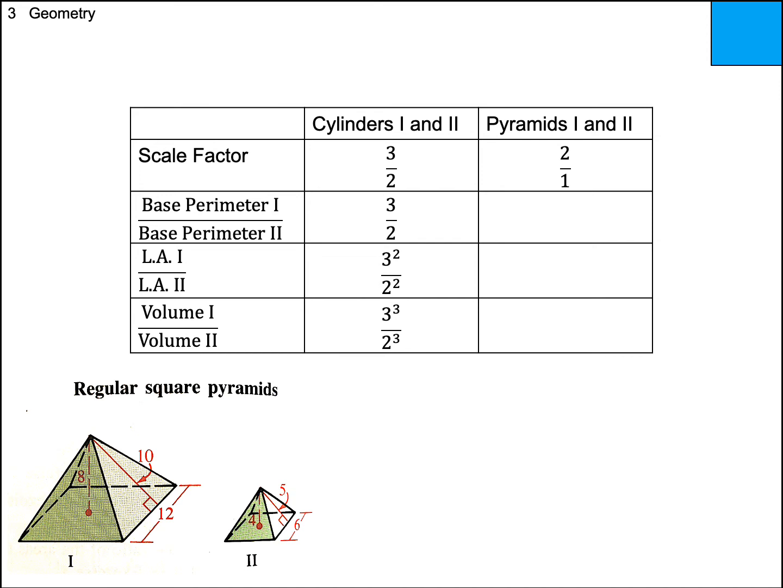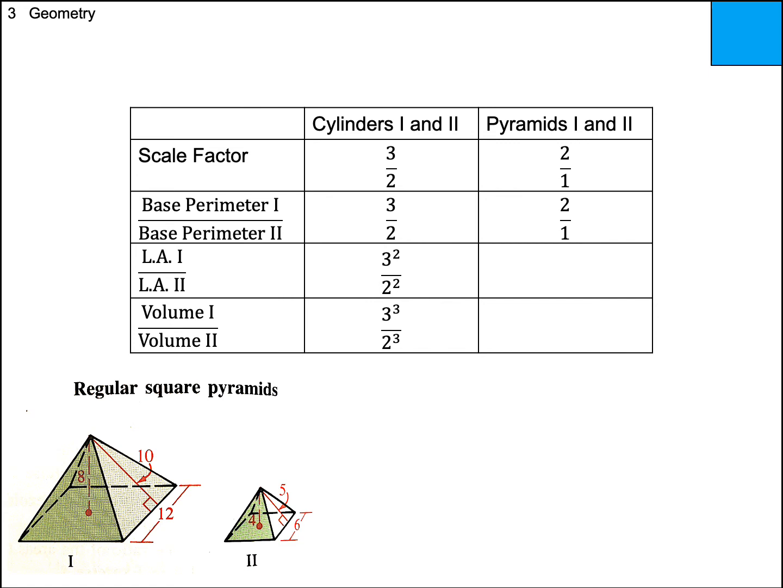All right, the base perimeter, let's see. Perimeter is the distance around, and since it's a square, one side is 12. 4 12s would be 48. That would be for the big. And for the small one, one side is 6. Can you see the 6? So 6 times 4 is 24. So we get 48 over 24, which once again, hey, we got the same number. Notice we didn't get 3 over 2, nor should we, but we did get the same ratio for scale factor and for the ratio of the perimeters of the base. Okay? All right, so that kind of confirmed.